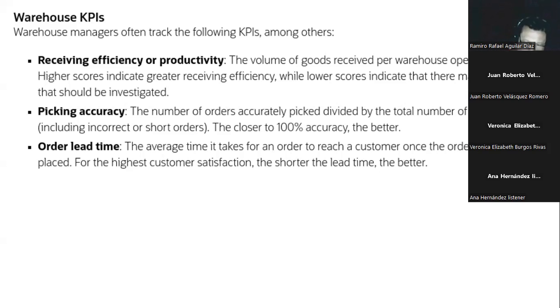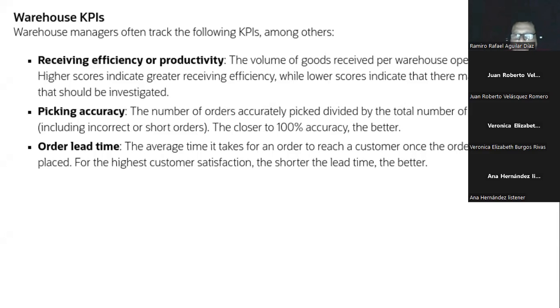The other one says picking accuracy. When you pick the products from the warehouse, that is also very important. That's why we need to have technology. We need to have certain tags, certain barcodes, so it's going to be easier for us to check. The number of orders accurately picked divided by the total number of orders picked, including incorrect or short orders. The closer to 100 accuracy, the better. So this is very easy.